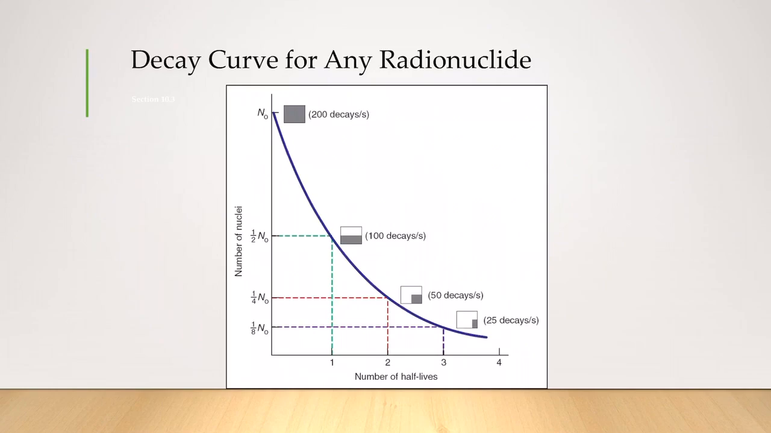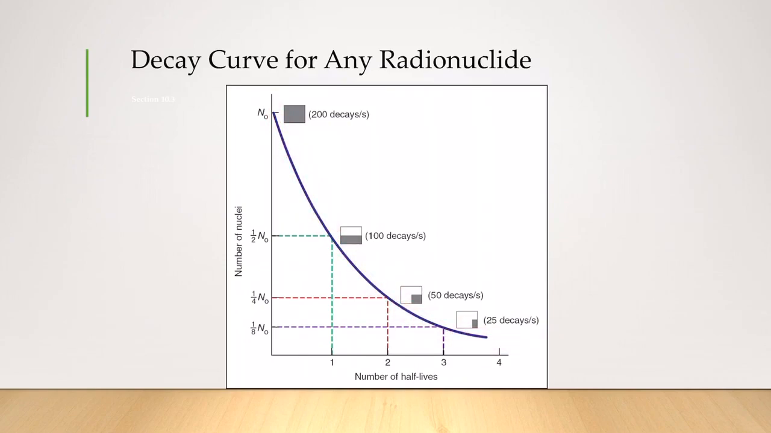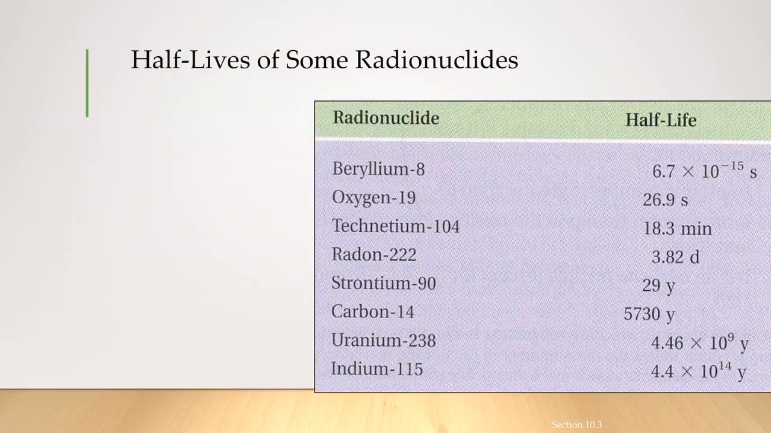Okay, so here is the decay curve for any radionuclide. As you can see, as the days go, the amount of the radioactive nuclei is decreasing, but it is not going to go to 0 at all. It's going to take infinite days for it to decompose completely.